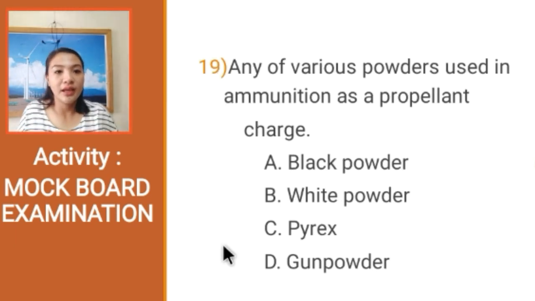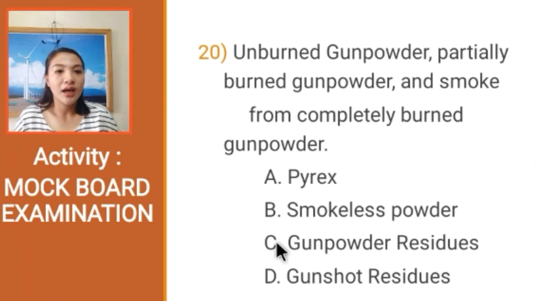Number nineteen. Any of various powders used in ammunition as a propellant charge. A. Black powder. B. White powder. C. Pyrex. And D. Gunpowder. Twenty. Unburned gunpowder, partially burned gunpowder, and smoke from completely burned gunpowder. A. Pyrex. B. Smokeless powder. C. Gunpowder residues. And D. Gunshot residues.